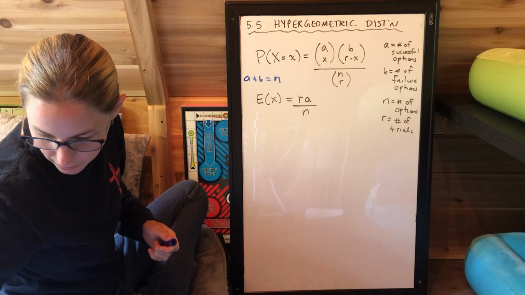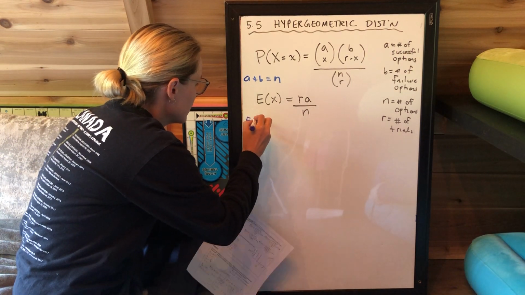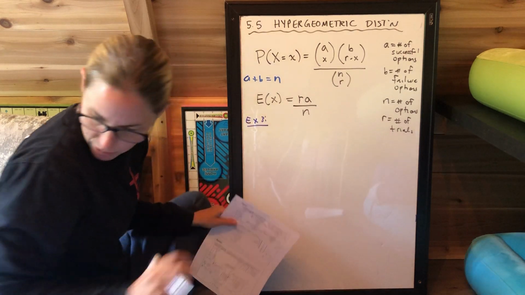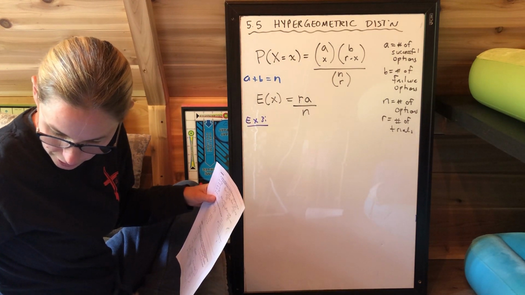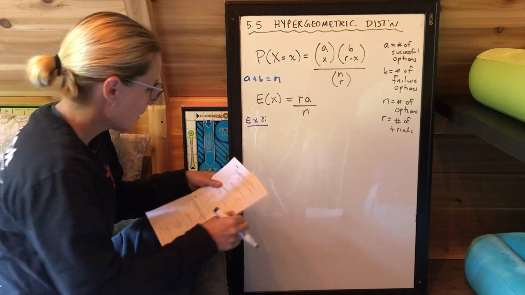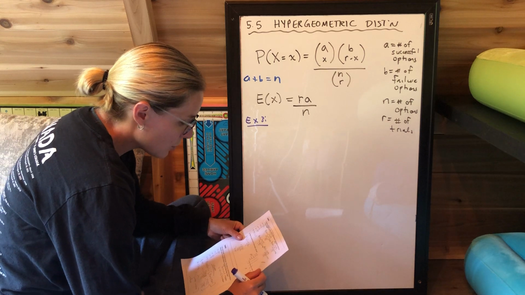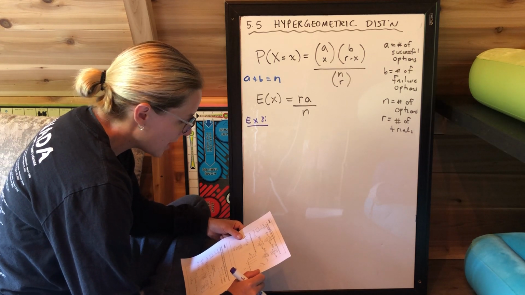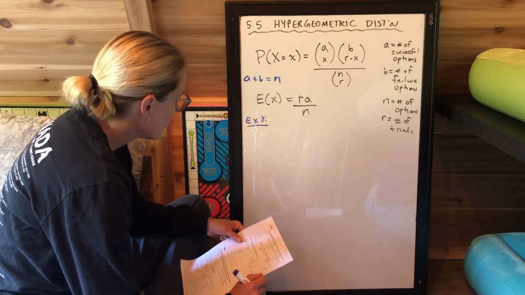Okay. Example 3 says, how am I on example 3? What was example 2? Example 1? Oh, example 2. Calculate the expected number of women. Okay, whatever. Not important.